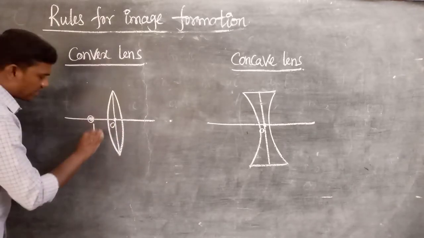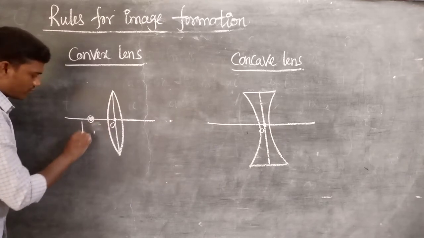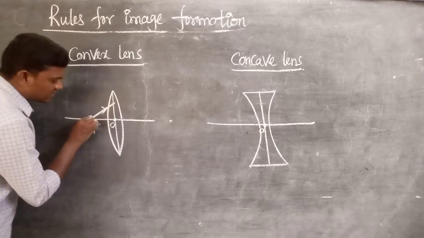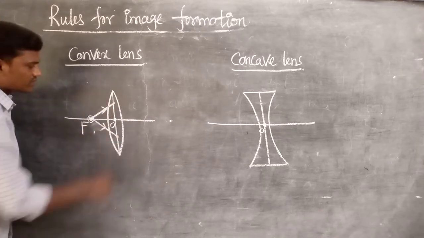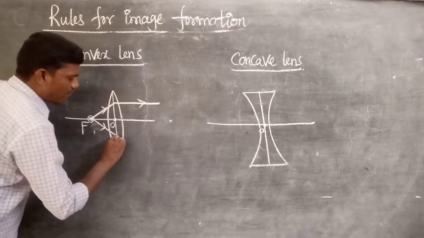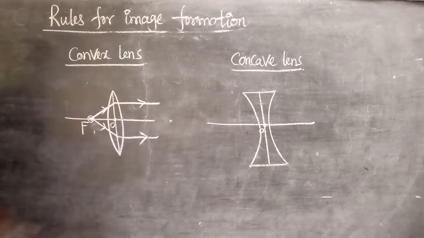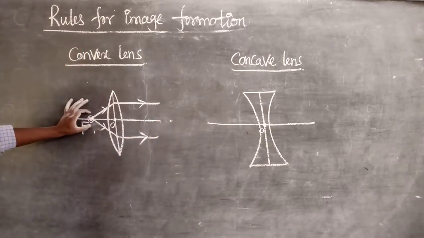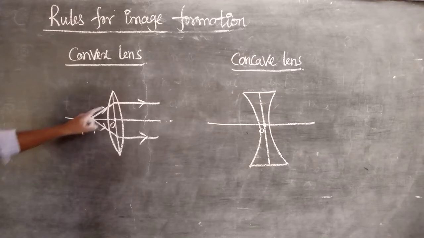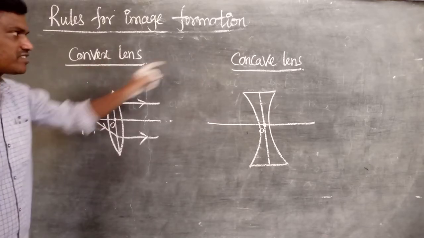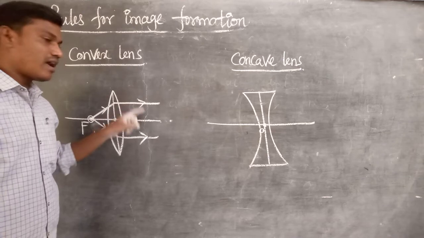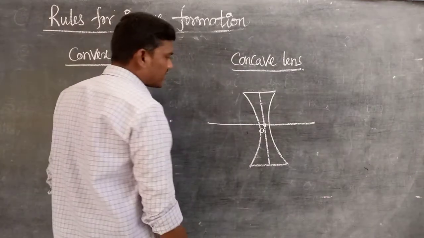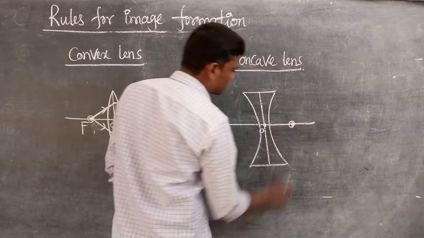For example, here it is the focus point. From this one, I will consider the two rays. After the refraction, they appear parallel to which one? Principal axis. Listen very carefully. The incident rays are coming from the focus. After the refraction, in the case of a convex lens and a concave lens, the refracted ray is parallel to the principal axis. Here also this side focus, we can consider that.